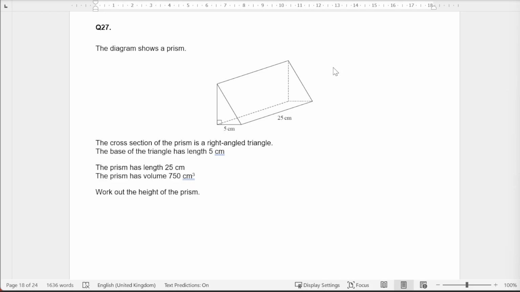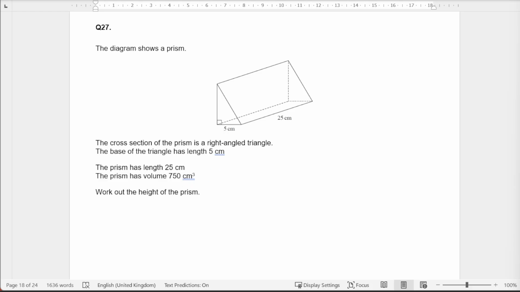Okay, the diagram shows a prism. The cross-section of the prism is a right-angled triangle. The base of the right-angled triangle is 7 centimeters. The prism has a length of 25 centimeters. The prism has a volume of 750 centimeters cubed. Work out the height of the triangle.